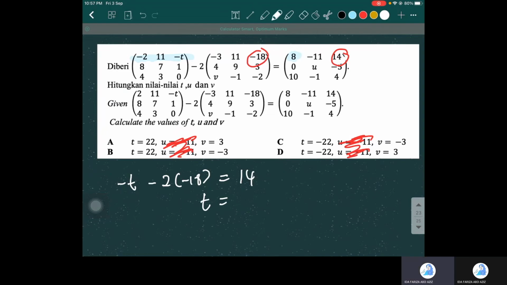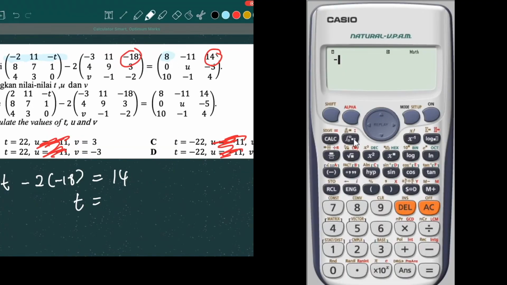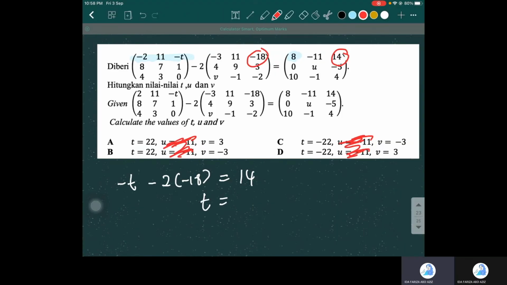So, let's enter this in our calculator. Kita akan masukkan negative X minus 2 bracket negative 18. Okay, close bracket. Alpha equal 14. Okay, 14. And then tekan shift solve. Biasa tekan shift solve. Okay, tekan equal sign kat bawah. Oh, dapat 22. Nampak dah lah jawapan. Jawapan sama ada A atau B sahajalah. Okay, so A ke B? So, C bukan, D bukan. Okay, seterusnya kita cari V.